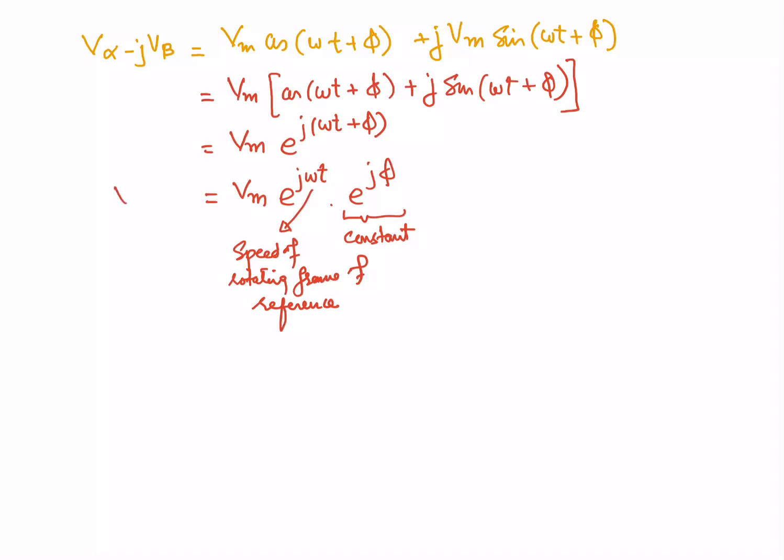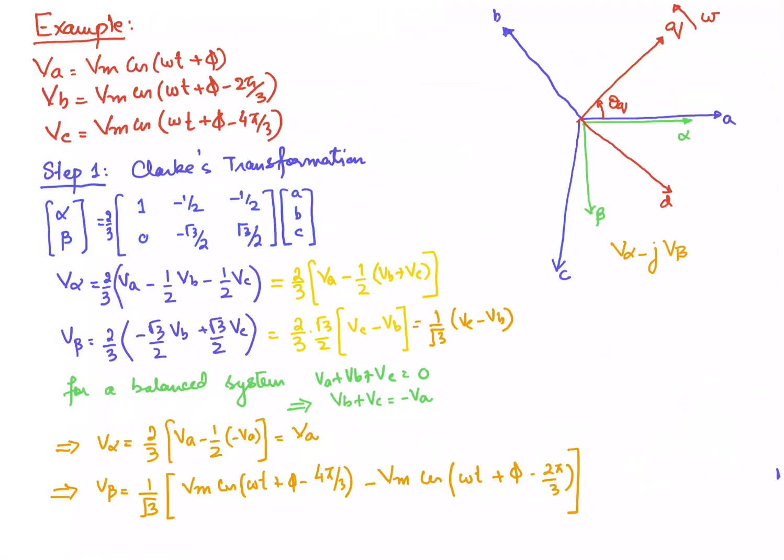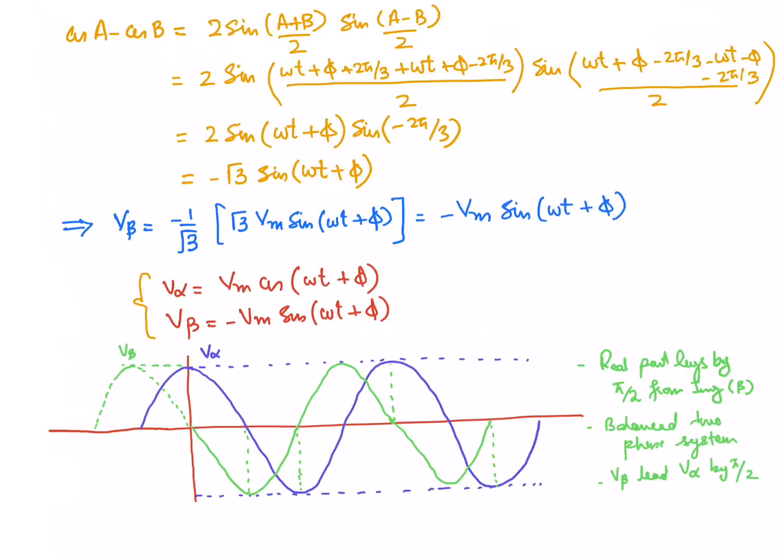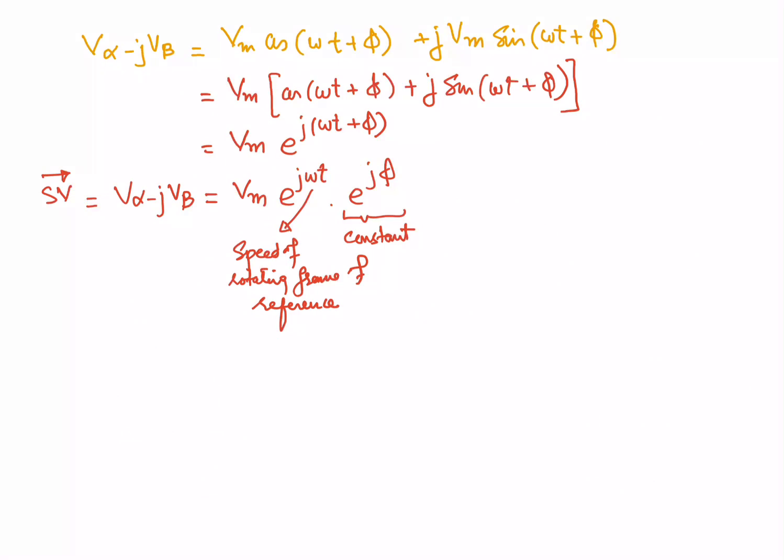So we can represent this as V alpha minus j V beta like this. So our space vector will be represented by this one. So I am going to mark this space vector. Okay. So what will be the magnitude of the space vector? That is Vm. And here you can see what was the magnitude of our phase A, phase B and phase C voltage. If you look over here, this is Vm, Vm, and Vm. So it is magnitude invariant, right? So magnitude invariant transformation.